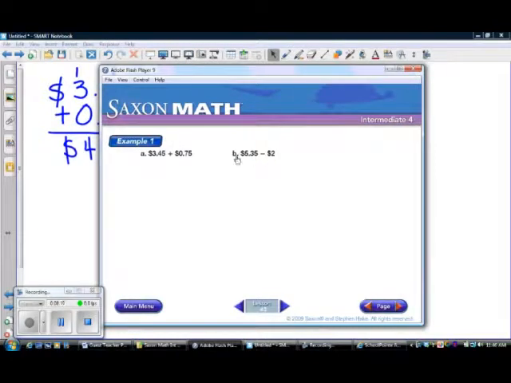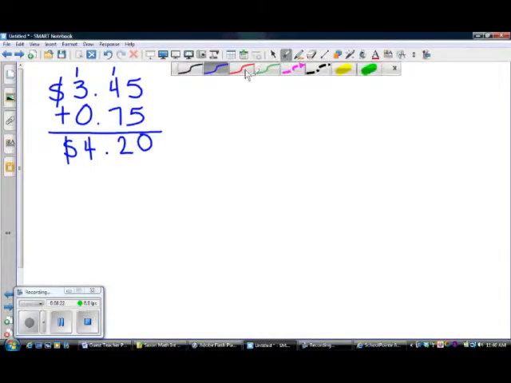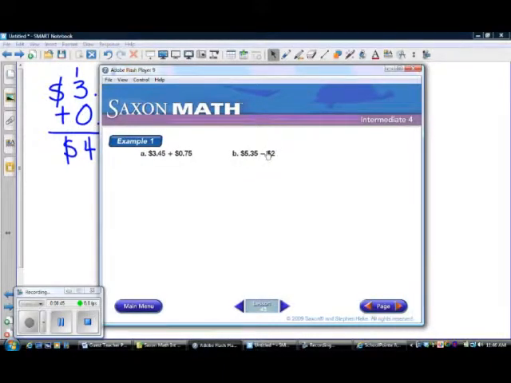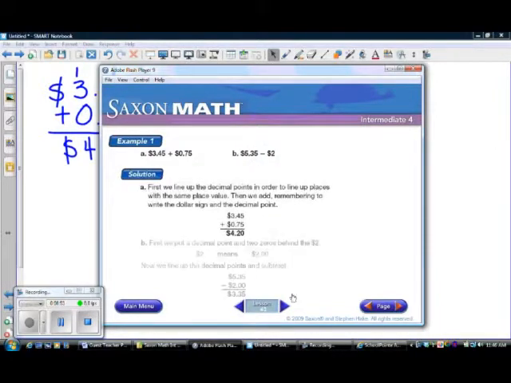This one's tougher to line up. $5.35 minus $2. So make sure you write $2 like this, okay? 5 take away 0 is 5. 3 take away 0 is 3. And 5 take away 2 is 3. So really, if you look at that, that would have been very easy to do mentally. Since you only have dollars here, you could just take 5, take away 2, and oh, now you have $3 in the same amount of cents, $3.35.